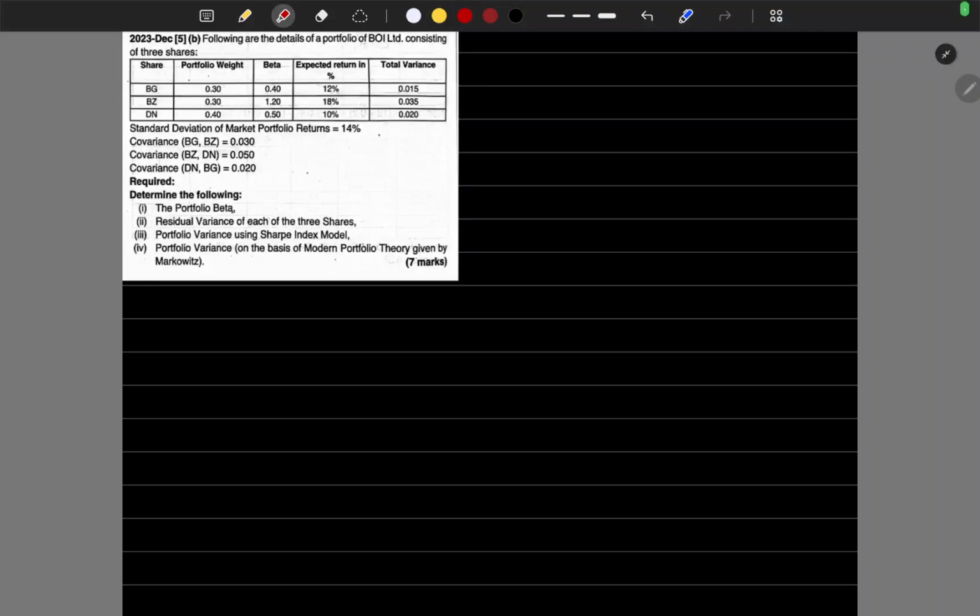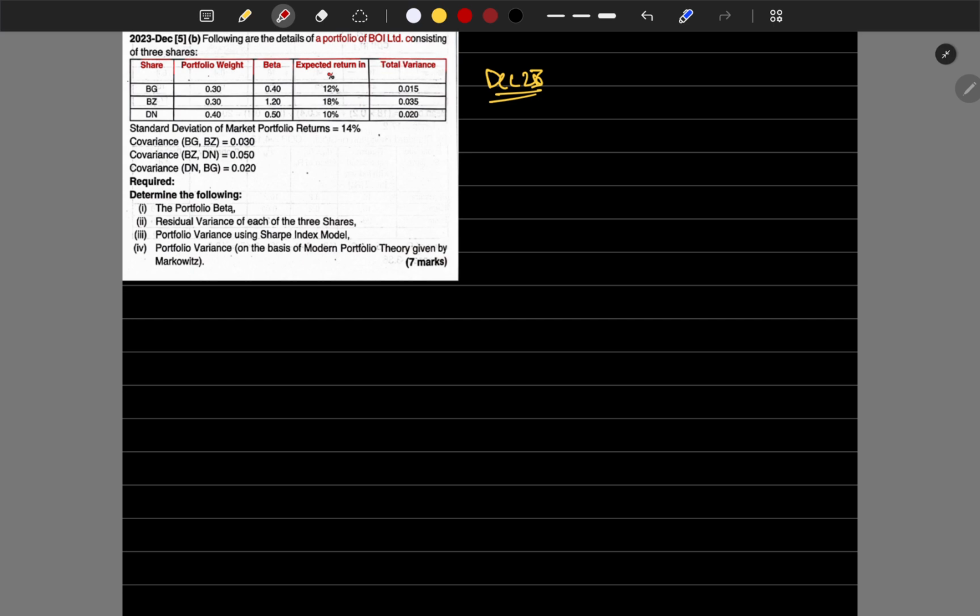Welcome back. Today we are going to solve a problem from portfolio management, from December 23. Following are the details of the portfolio of BOI Limited. They have given the share name, portfolio weight, and beta. Portfolio weight and beta will give us the portfolio beta. Expected return has also been given.